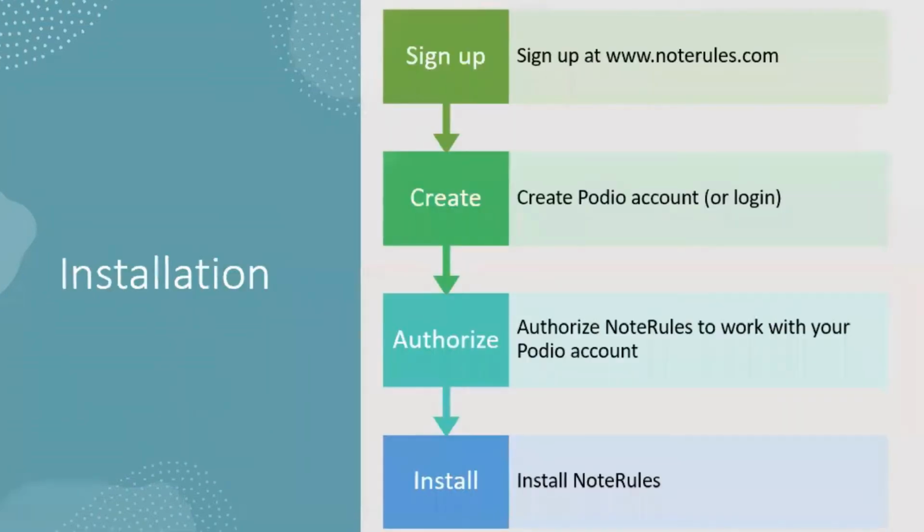To get started, we're going to do installation. So the first thing we need to do is go to NoteRules.com and click on the sign up, and we'll show you how to do that on the page. We'll then go out to Podio and create an account or log in if we already have an account.